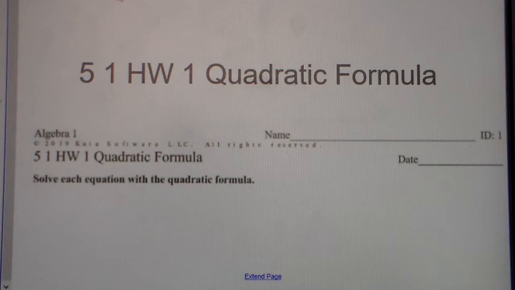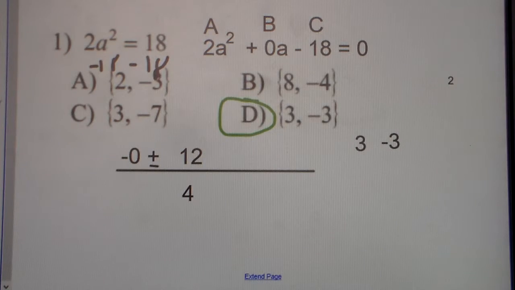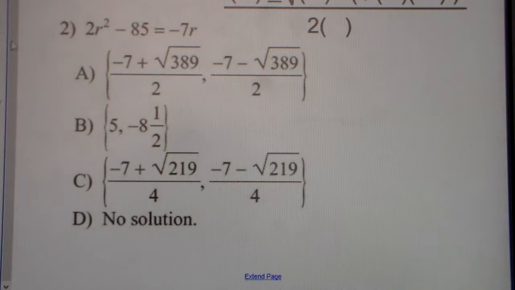Alright, this is part 2 of 5-1-HW1. Got a little cut off. We did problem number 1, but here's now problem number 2. So problem number 2 says 2r squared minus 85 equals negative 7r.